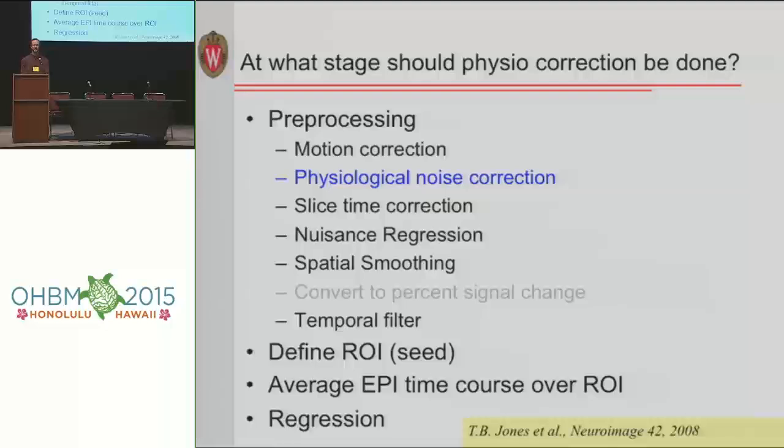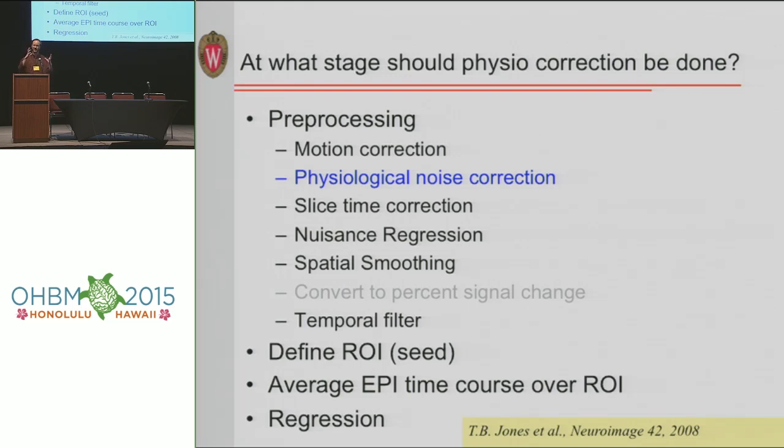Now, when should you do this physiological noise correction? One of my former students, Tyler Jones, had a paper on this; look at that if you want to learn a bit more about this. But it's a little bit tricky, because the timing is really critical. You want to find out exactly the phase of the cardiac cycle that a particular image was acquired in.